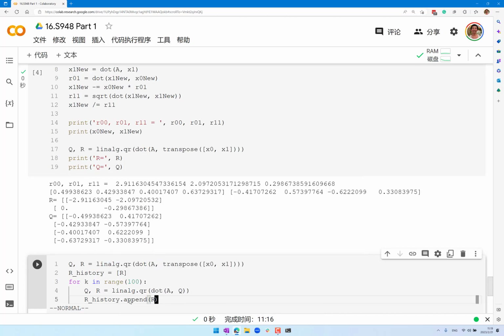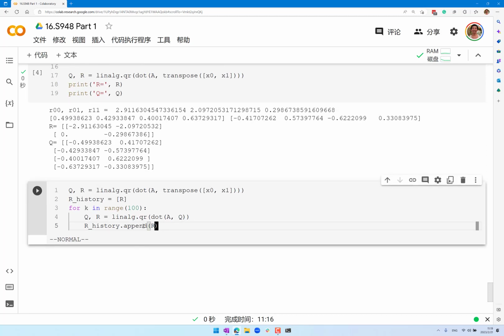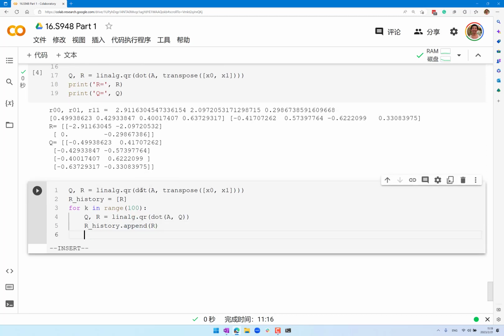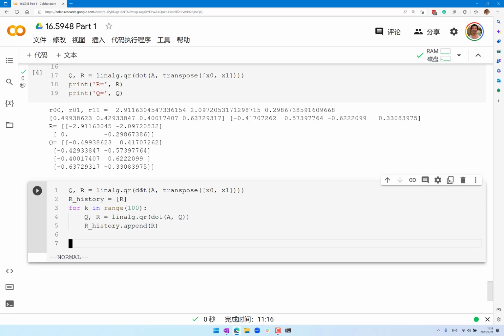Okay, and let's look at two things. One is the eigenvalues of the matrix A, particularly the product of the two largest eigenvalues.